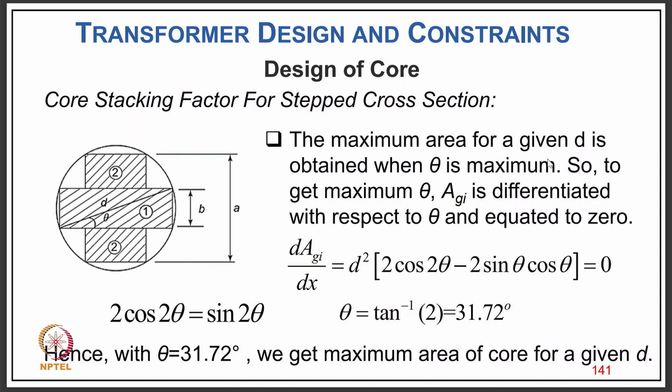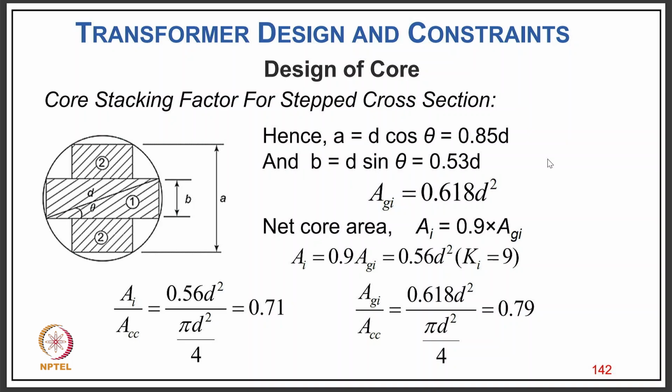That becomes 31.72 degree. That theta, I mean for maximum, hence the theta 31.72 degree, we get the maximum area of the core for a given D. So now coming to here, A equal to D cos theta will be 0.85 D and B will be D sin theta, 0.53 D, and AGI will be 0.618 D square and hence net core AI will be A equal to 0.9 AGI. So AI equal to 0.9 AGI, that becomes 0.56 D square where KI is 0.9.